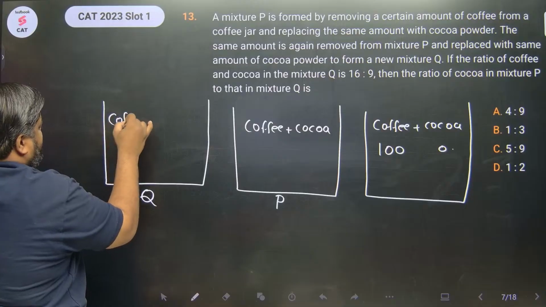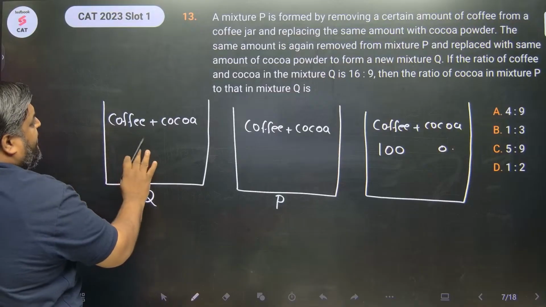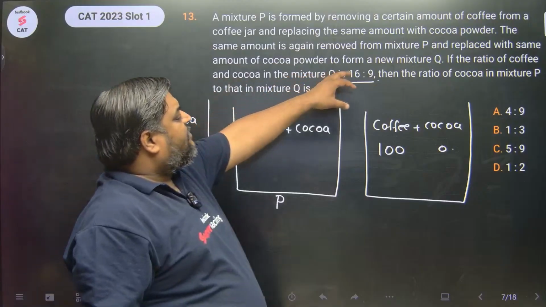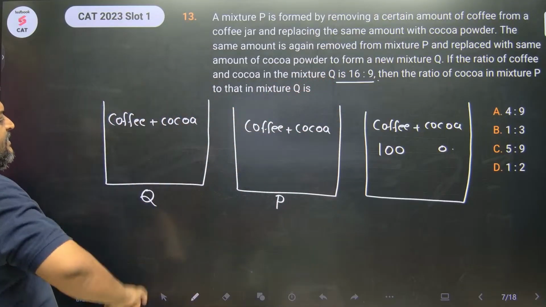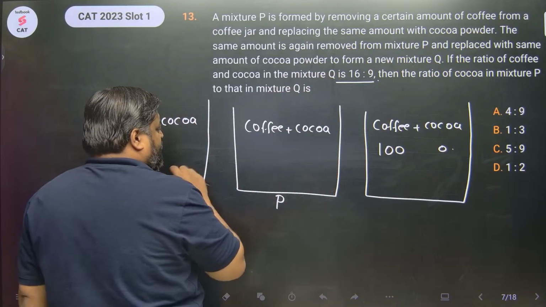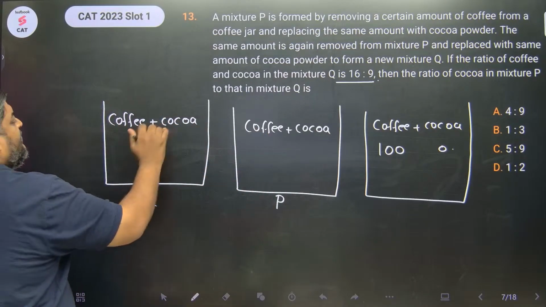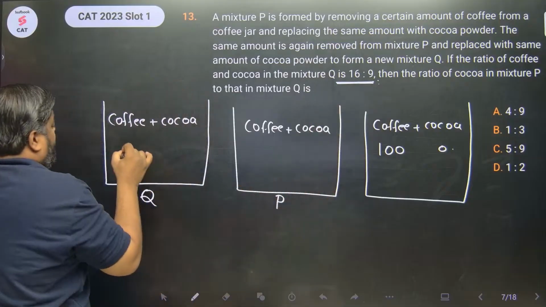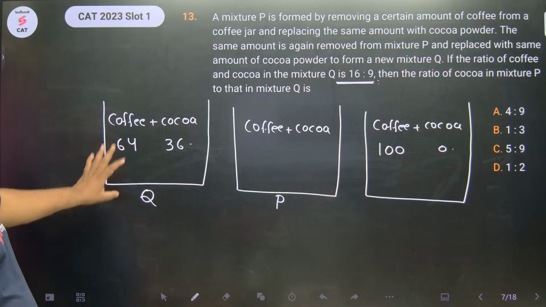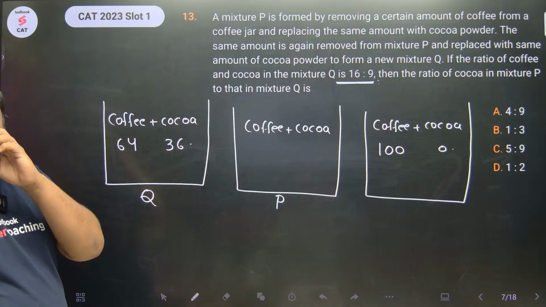अगेन, वापस सेम चीज रिपीट करी, कॉफी प्लस कोकोआ, राइट. मैंने कराया है ये. और यहां पर रेशियो गिवन है, और दिस इज मिक्सचर Q. द रेशियो इज गिवन फॉर कॉफी एंड कोकोआ 16:9. One thing you need to keep in mind that overall quantity here was 100. The total quantity is not changing. The total quantity here was also 100. Here it will also be 100. So 100 in the ratio 16:9, 64 units would be the coffee and 36 units would be the cocoa. 64 units will be the coffee and 36 units will be the cocoa. Okay.